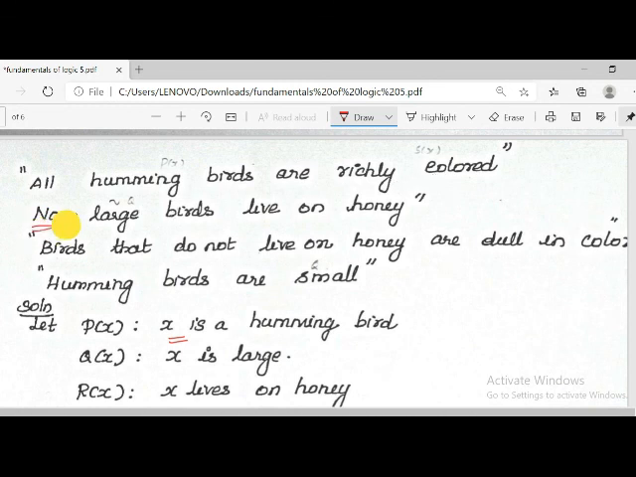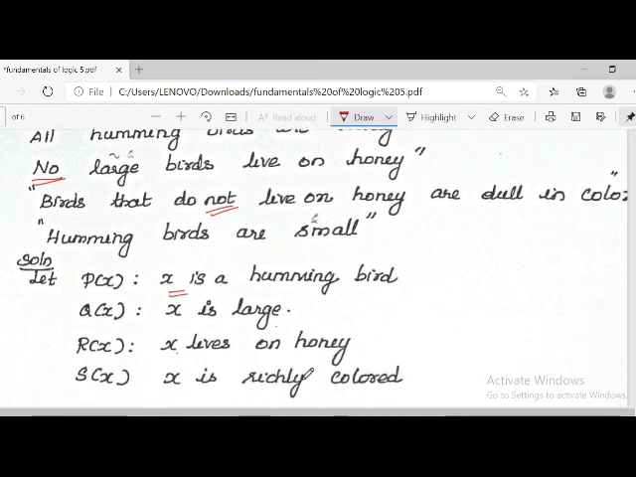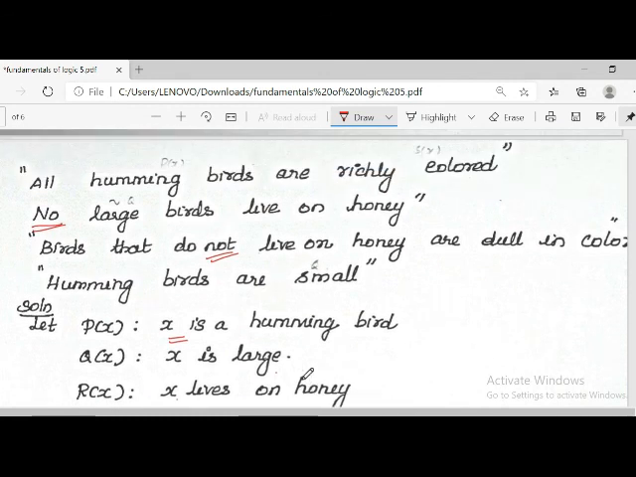No is a connective word, so remove that word, do not. Remove the connective words and make the sentence. So x is a hummingbird. Q of x, let us take x is large. Now R of x, let us take x lives on honey. Now one more statement, S of x. S of x is richly colored. Why am I taking richly colored? Here one more thing is there.